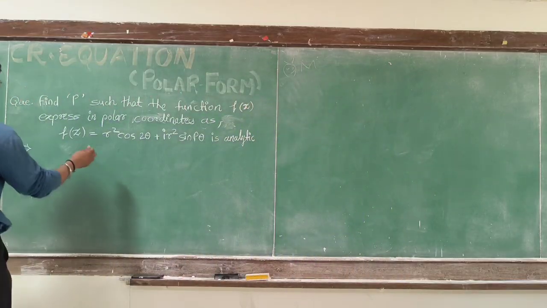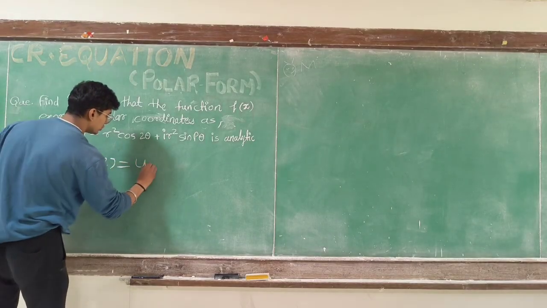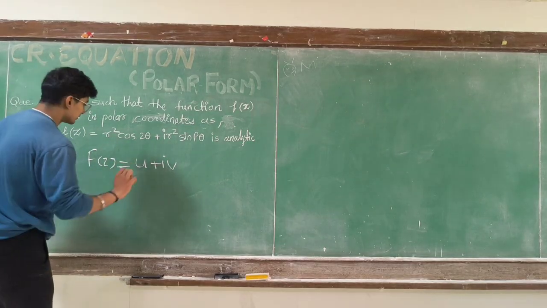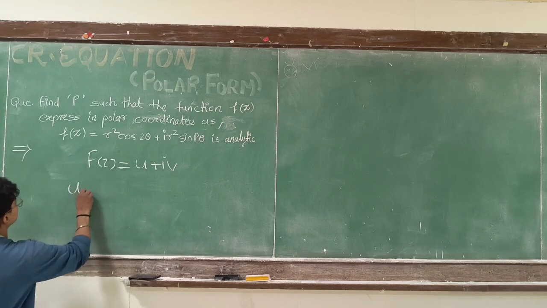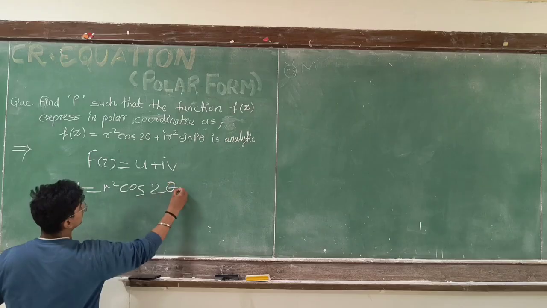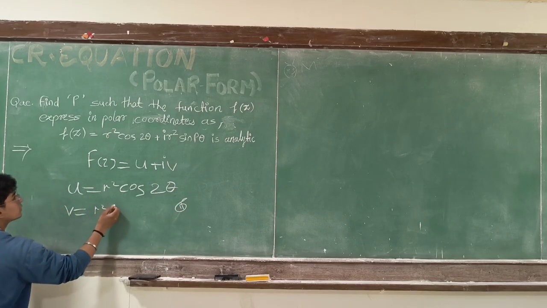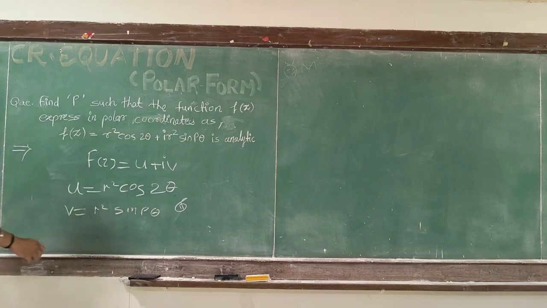So here we have f of z. We can write f of z equals u plus iv, where u is the real part and v is the imaginary part. So we can write u equals r square cos 2 theta and v equals r square sin p theta. Now, in the question we are given that this f of z is analytic, which means it will satisfy the CR equations in polar coordinates.